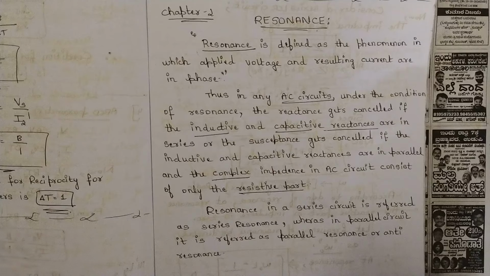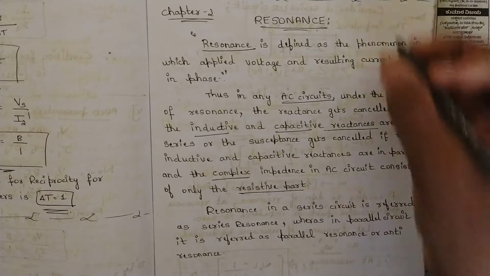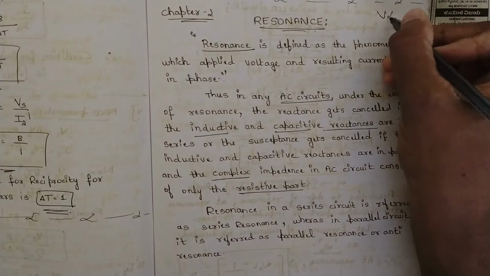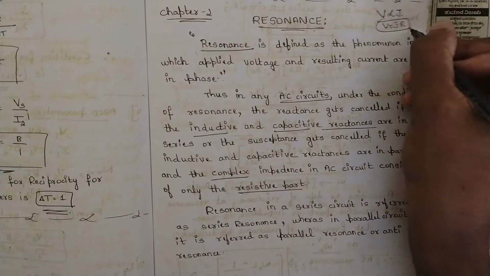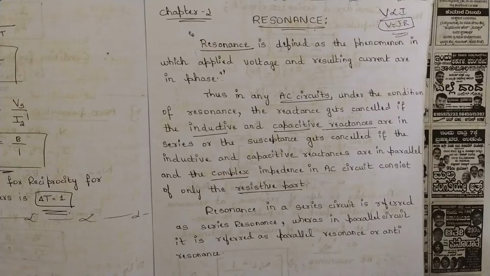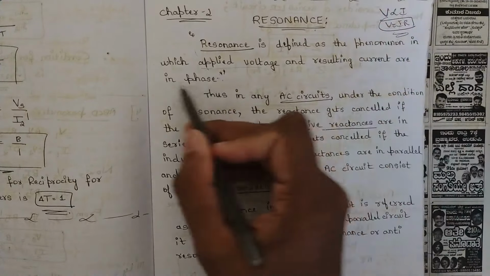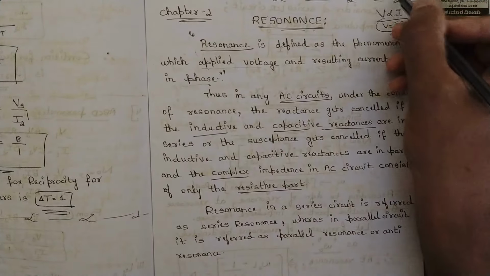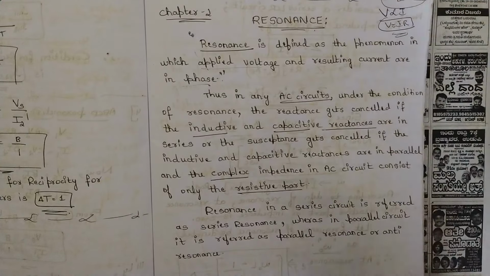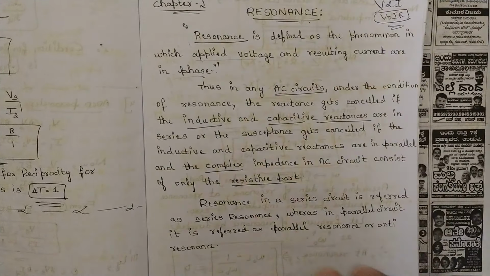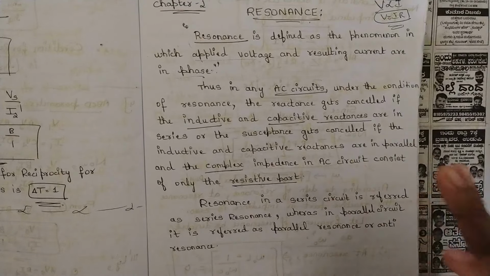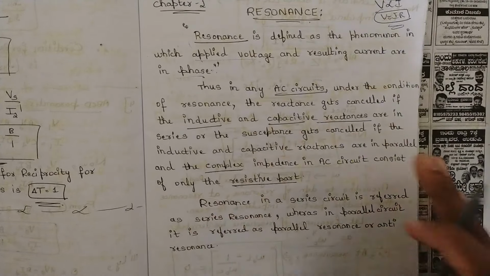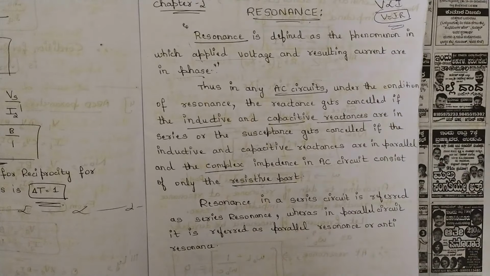So we can directly write the relation, that is V is directly proportional to I, or V equal to IR, according to Ohm's law. Here the applied voltage and resulting current are in phase, so in case of resonance V is proportional to I. With this we are going to look at two different kinds of resonance, series resonance and parallel resonance, by applying this condition and seeing what relations we obtain.